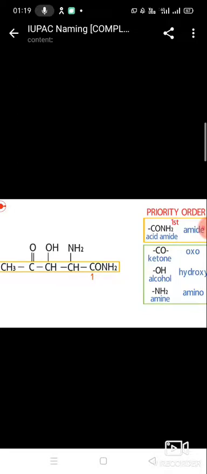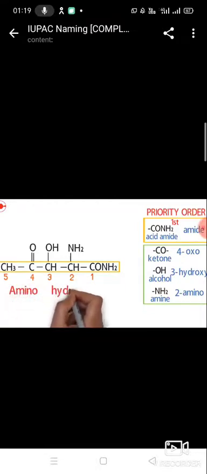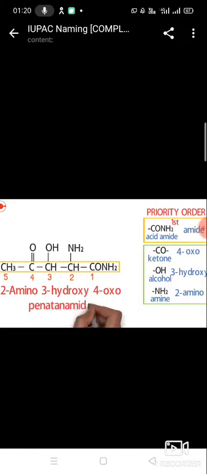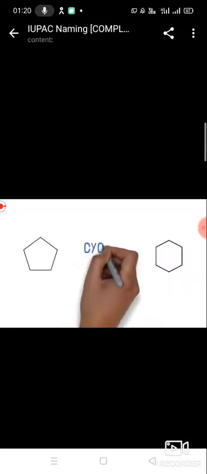Look at this. First we have to count the number from this functional group. So 1, 2, 3, 4. In this first carbon atom, what is present? Amino is present. On the fourth carbon atom, ketone is present. On the third carbon atom, hydroxy is present. And the first one contains the amine group. So 2-amino, 3-hydroxy, 4-oxo, pentanamide. Why is it pentanamide? 5 carbon atoms and the amide group is there. So pentanamide.